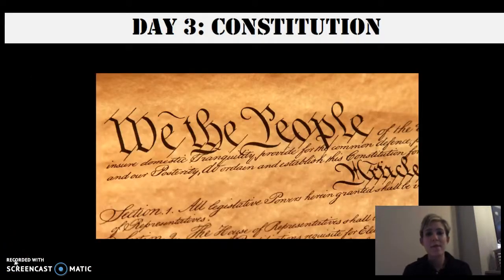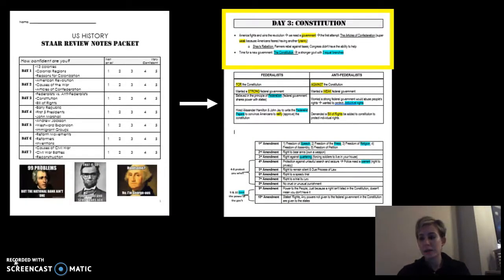So today we are going to be talking about the Constitution and how we got there. Go ahead right now and pull out in your STAAR review the long-term packet, go to the day 3 page, and get ready to take some notes.